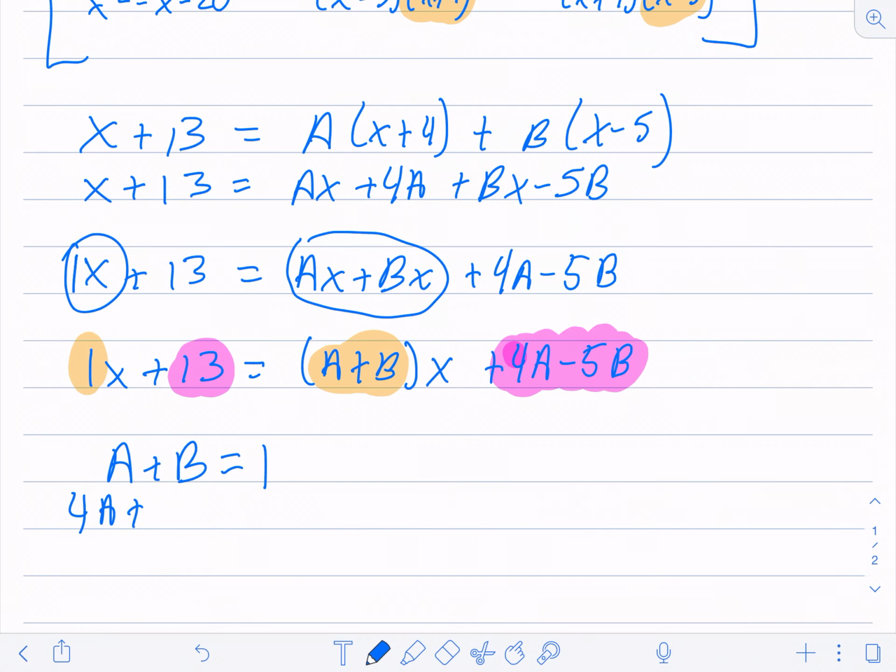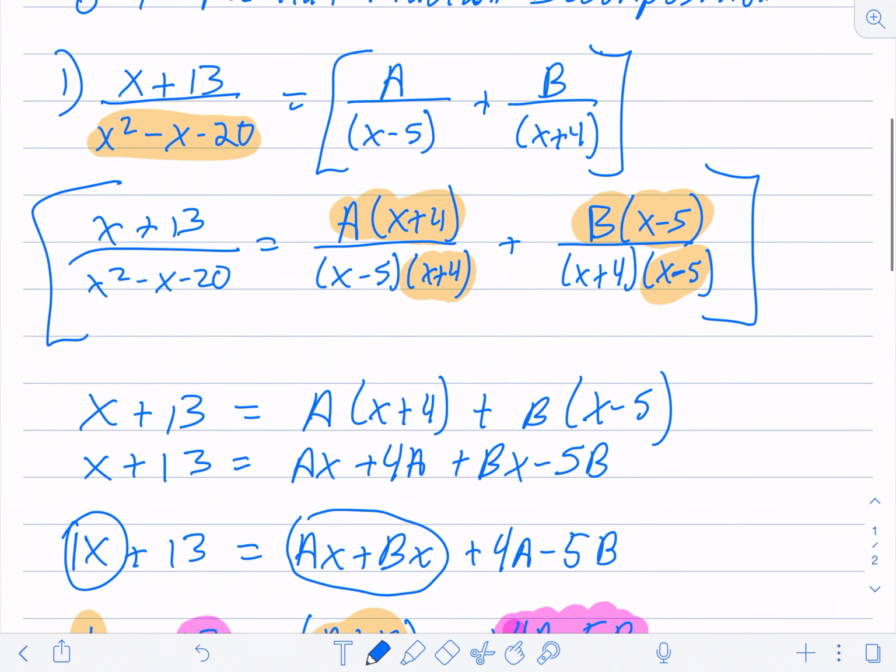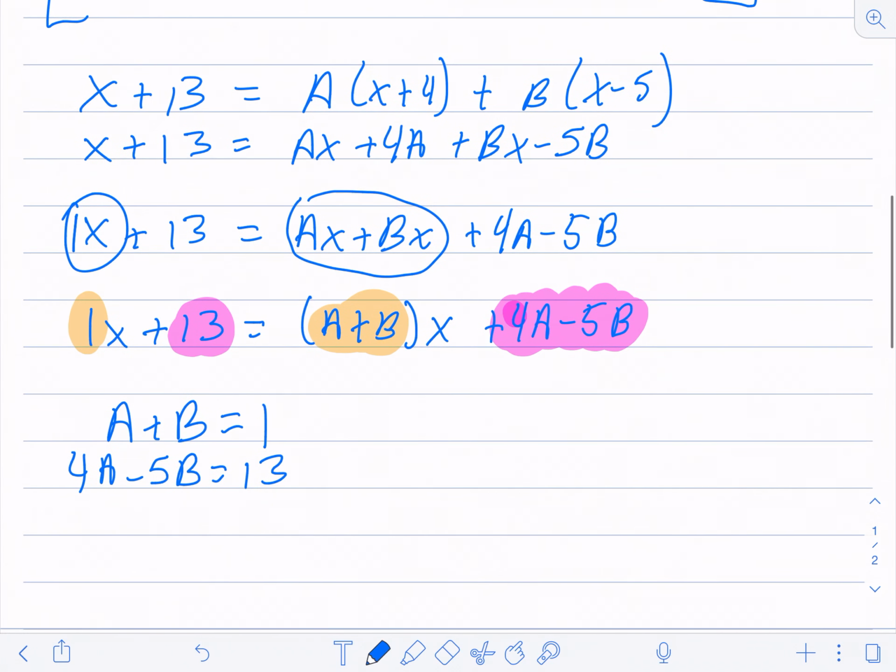4a minus 5b equals 13. Well, now I have two variables, two unknowns. And so I can solve for a and b. And again, that's what I'm trying to look for because remember, back up here, my original problem, I'm trying to solve for a and b. So what can I do? How do I do this? Well, I can do substitution. I can do elimination. I'm going to do elimination.